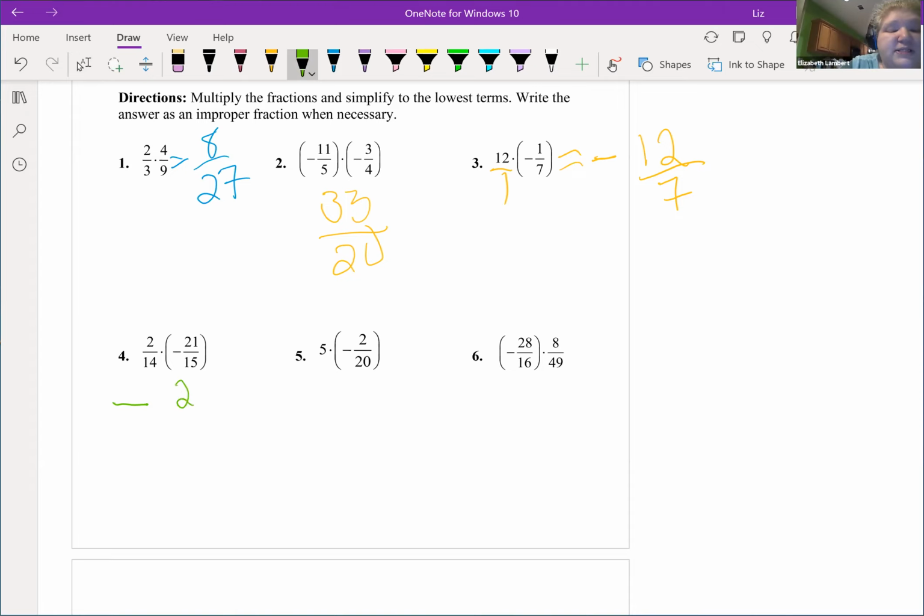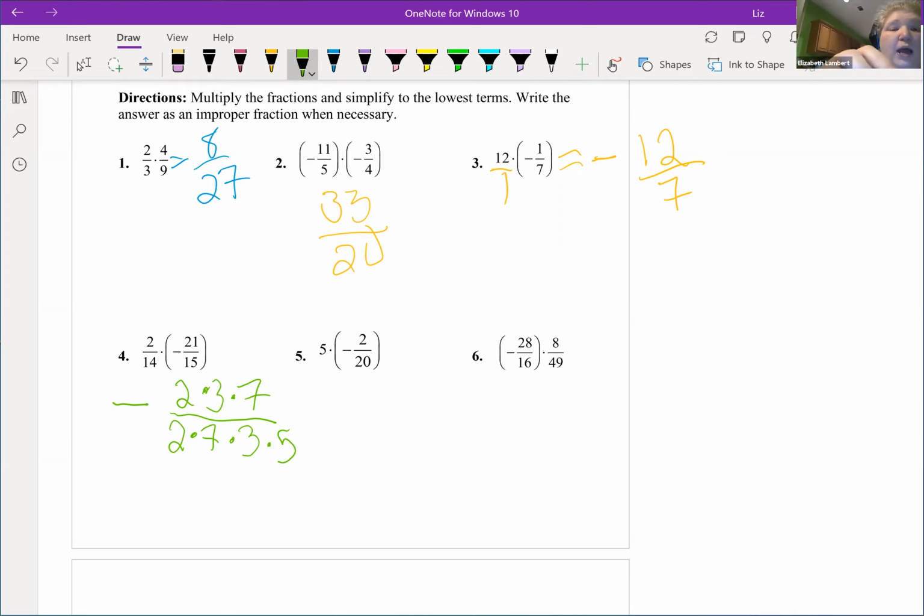So what I'm going to do instead is change 21 to a factorization. In this case, I know 21 is 3 times 7. Then I'm going to do the same thing on the bottom. The bottom is 14 times 15. But rather than multiplying that out, I am just going to change it down to the prime factorization. 14 is 2 times 7. 15 is 3 times 5.